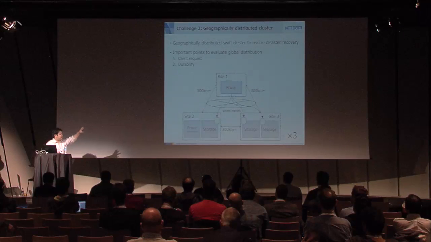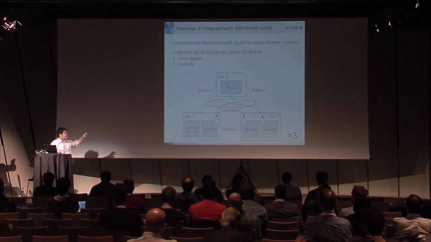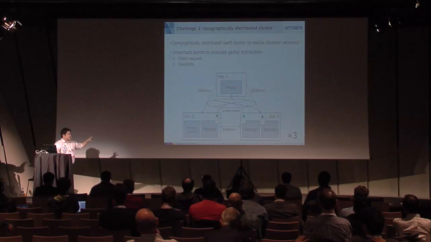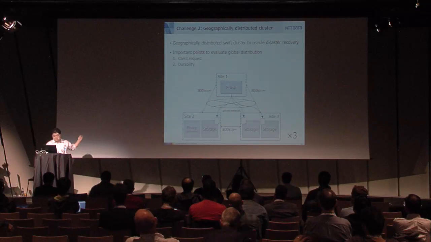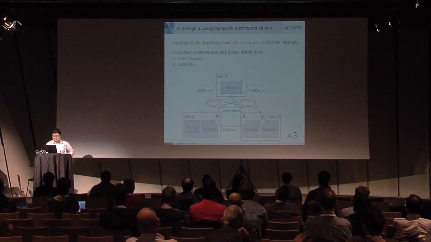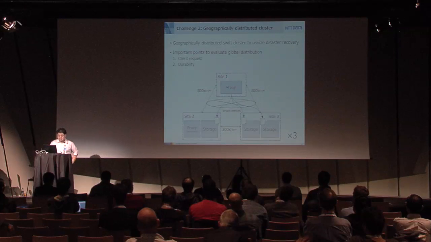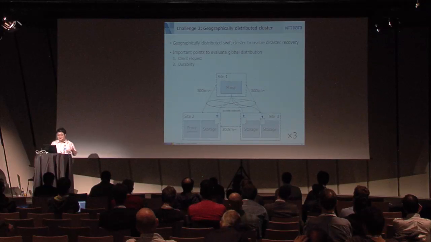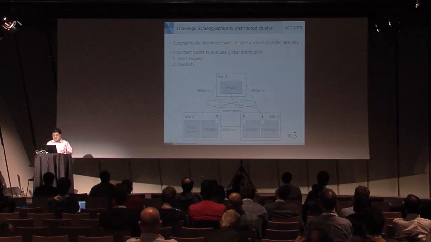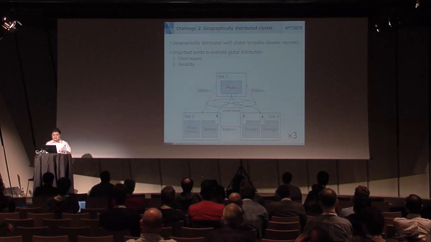And we decided to distribute the functional data of Swift over 3 sites, as figured in this slide. We distribute 2 proxy clusters over 2 sites, and the storage cluster is also distributed over 2 sites. Each data center is more than 300 kilometers away from another one, so you can keep access to data even if one of the sites goes down because of an unexpected disaster.